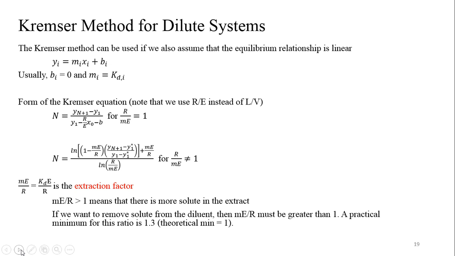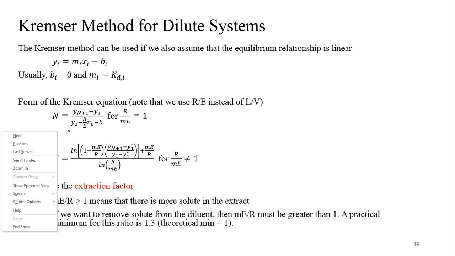So with that, then we can go ahead and use the Kremser solution, because the same thing applies. We've got straight operating lines, we've got straight equilibrium lines. The Kremser equation then allows us to evaluate, for instance, the number of equilibrium stages required. As you recall before, when we dealt with absorption and stripping, this would have been in terms of L and V. Now it's going to be in terms of R and E for us. So again, you can use Kremser equations for these kinds of problems.